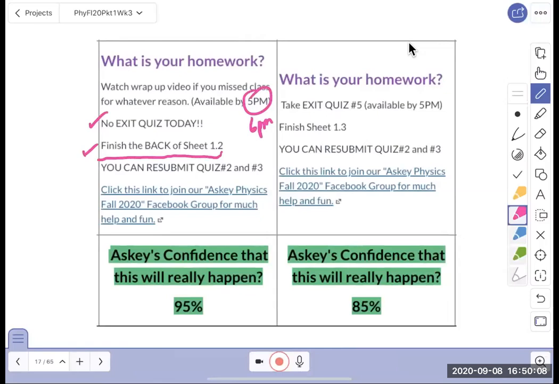Now, remember, you can resubmit quiz 2 and 3. I went ahead and pushed those all the way back to Friday. But quiz 4 is due Wednesday at 11:59 p.m. All right, because there should be no problem on quiz 4. Quiz 2 and 3 had issues, partly my fault, partly Canvas's fault. But I will take at least half the blame on that. And then tomorrow we will have quiz 5, I think, hopefully available at 5 p.m.